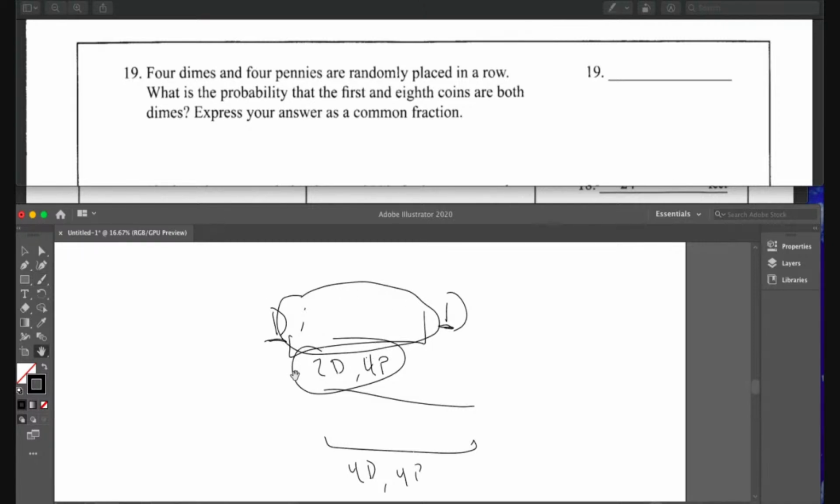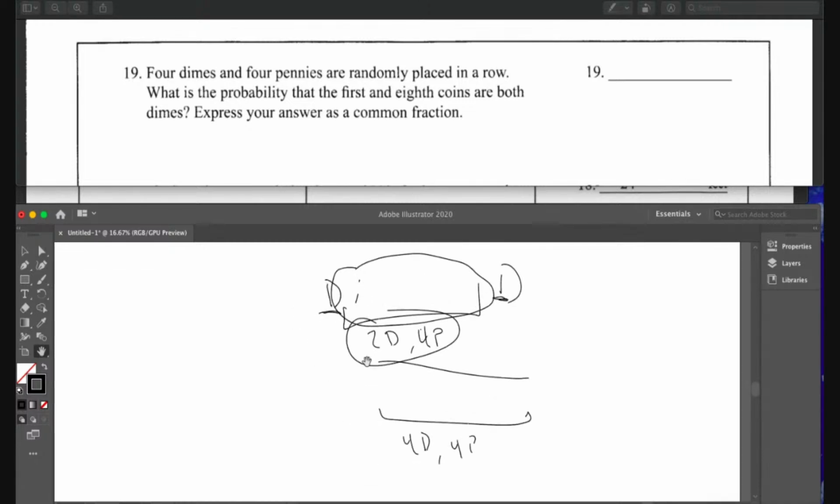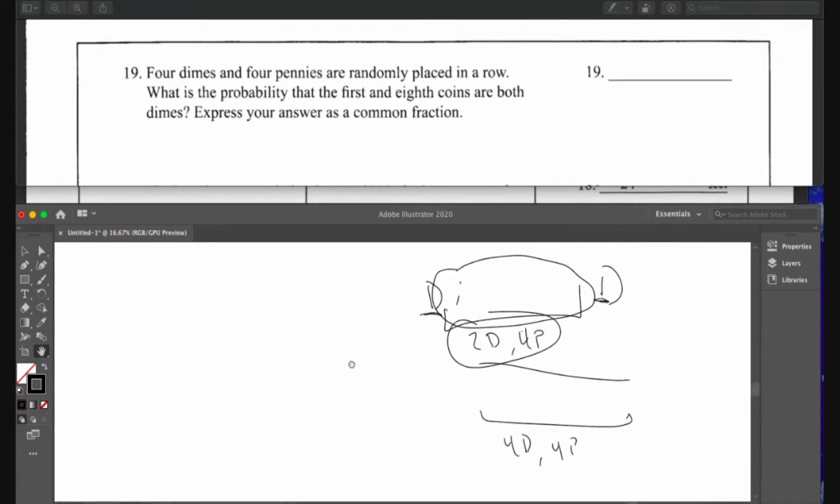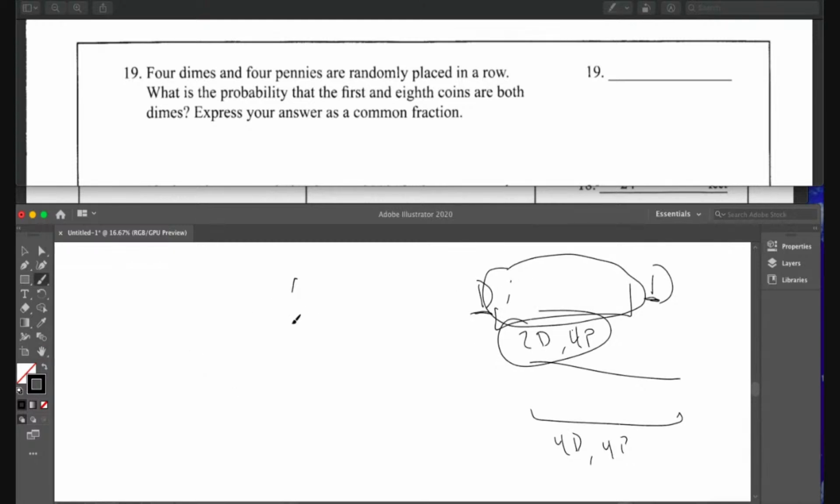Well, we don't have any other restrictions with that, so that's just going to be six choose two. That's basically by definition. So six choose two. Okay, let me write that down. So the number of permutations for our numerator here is just going to be six choose two, and then our denominator is going to be how many ways can we arrange four dimes and four pennies into a row of eight. Well, that's also just going to be eight choose four.